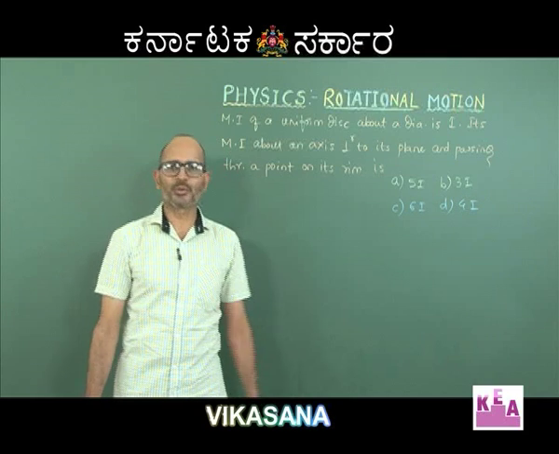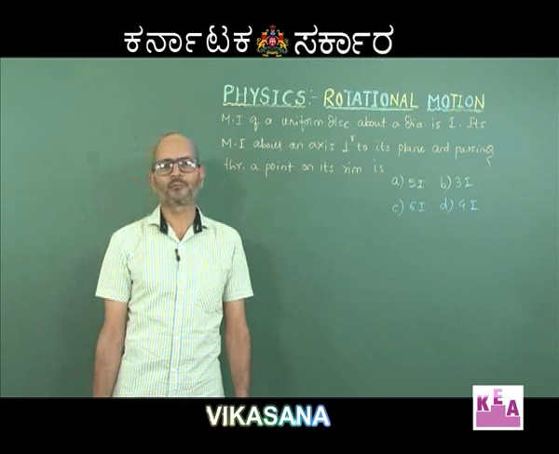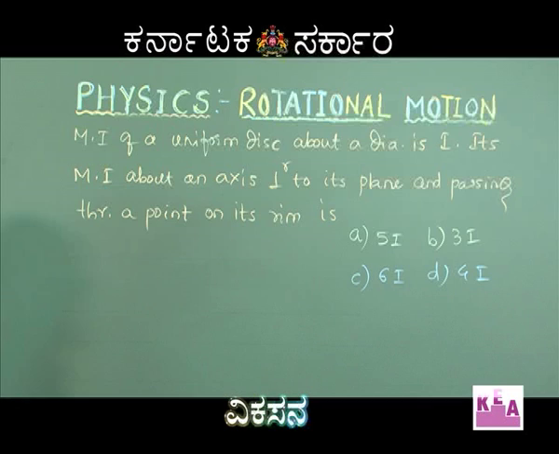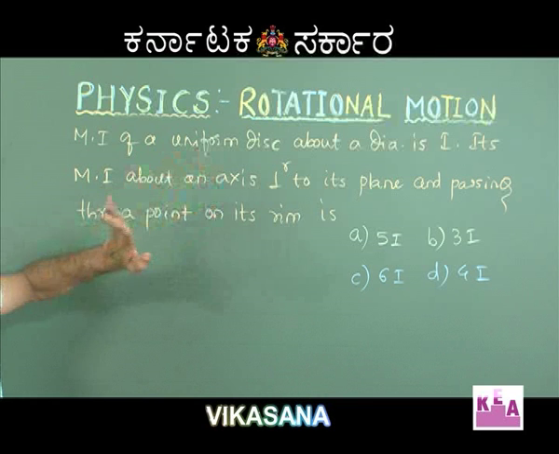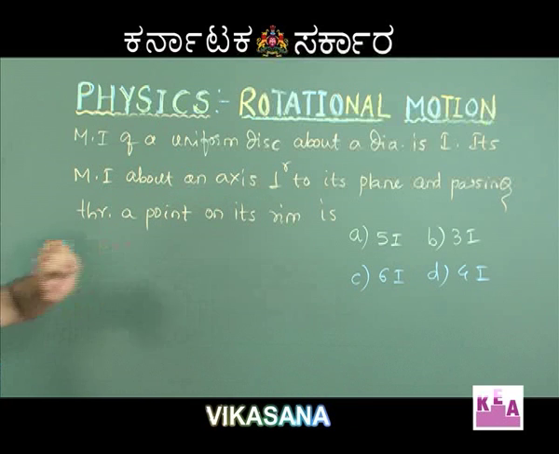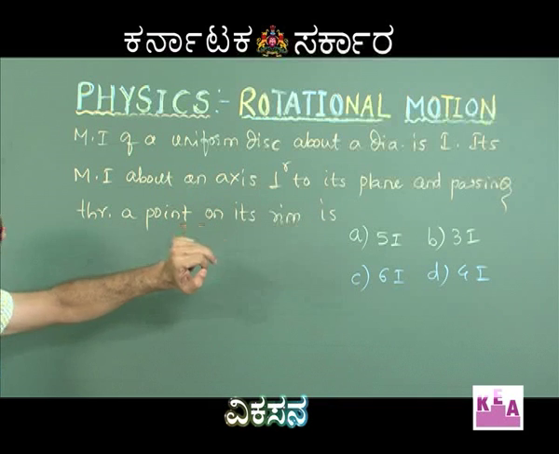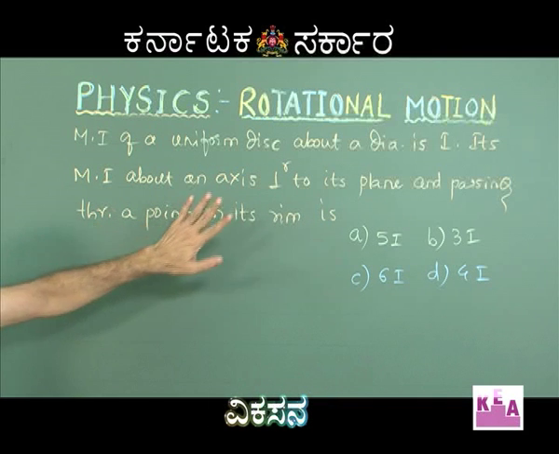So, there is a beautiful problem here on moment of inertia, but you will have to have a little bit of patience here because it is slightly complicated. So, let me read the problem for you first. The moment of inertia of a uniform disk about a diameter is I. Its moment of inertia about an axis perpendicular to its plane and passing through a point on its rim is to be found.